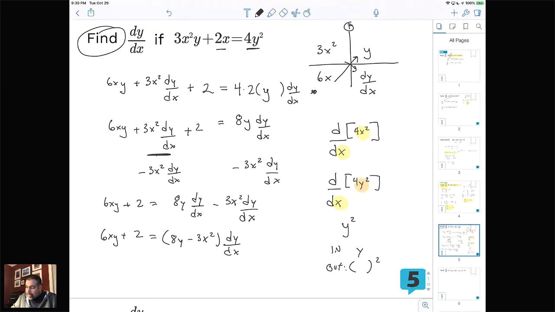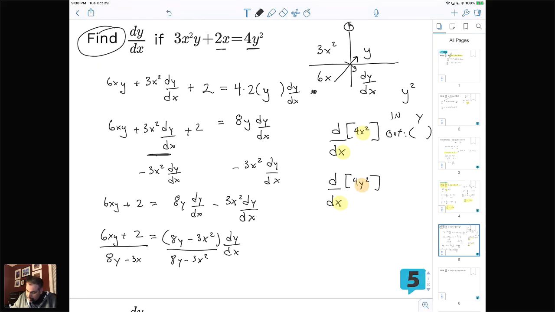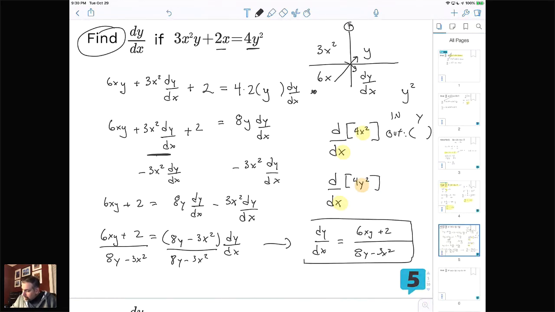And the final step in this is to divide both sides by 8y minus 3x squared. So when we do that, dy over dx is going to be equal to 6xy plus 2 in the top and 8y minus 3x squared on the bottom. This would be the final answer for this example.